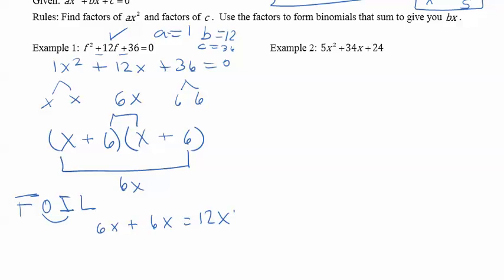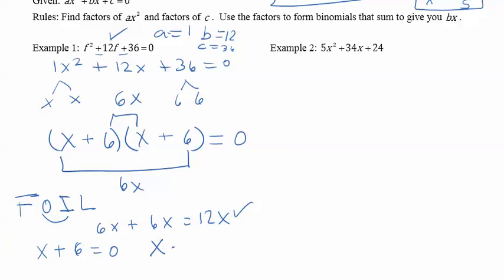So 12x and 12x. Now I know these work, so I can set these equal to 0. If those didn't work, you could either rearrange them or you could find two other factors of c that would actually work, where the inside and outside terms will give you the term that's in the middle of the original trinomial. Now I have x plus 6 equals 0 and x plus 6 equals 0, so I set them equal to 0.